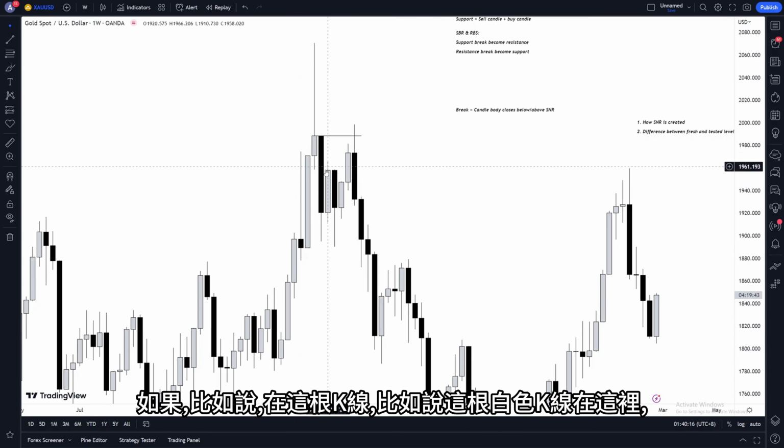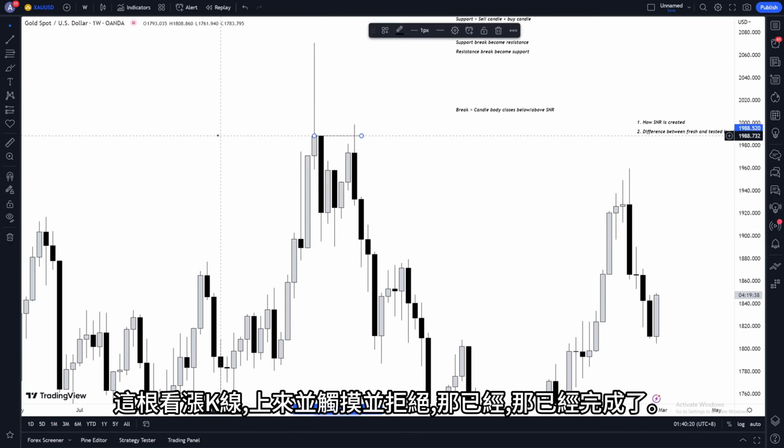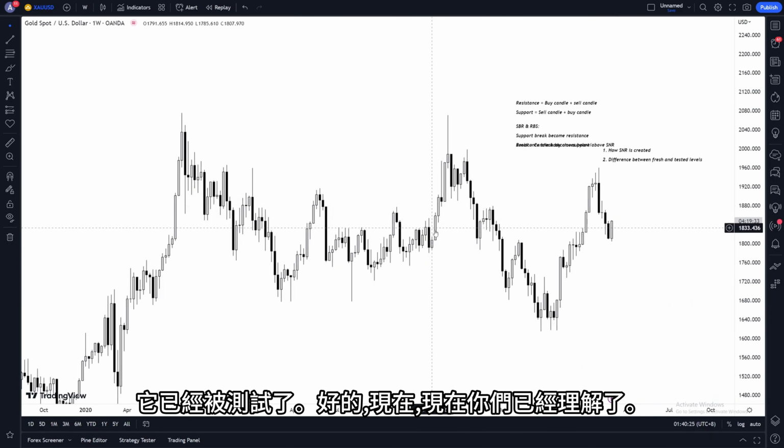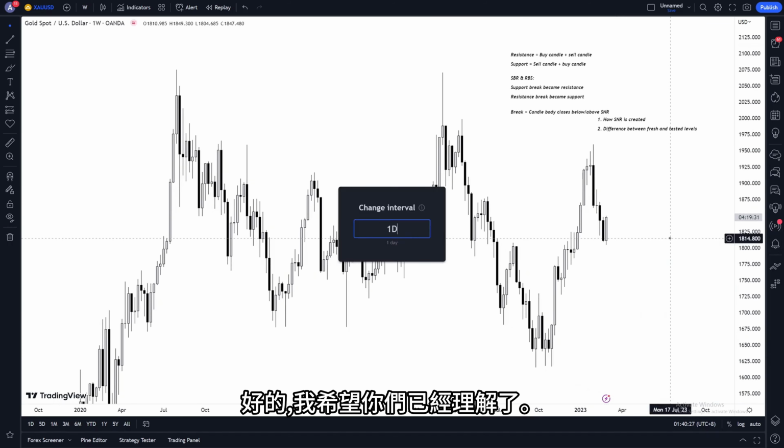Let's say this white bullish candle comes up and touches and rejects, that's already unfresh. It's already tested. Now you guys understand that already. I hope you understand already. A great example of this would be right here.